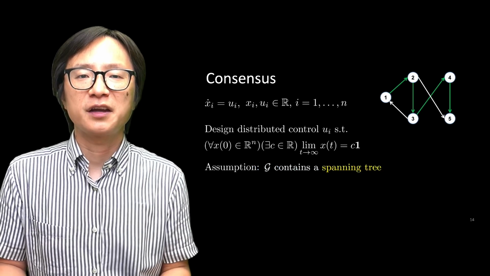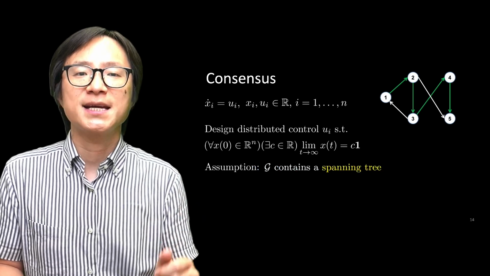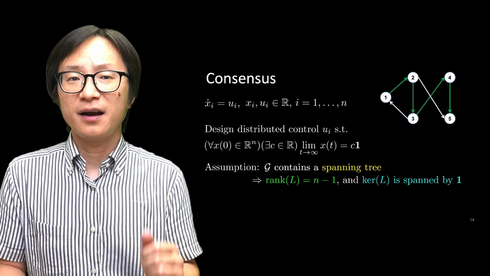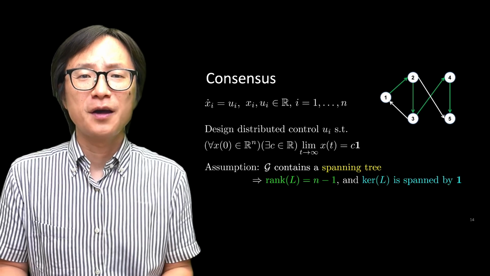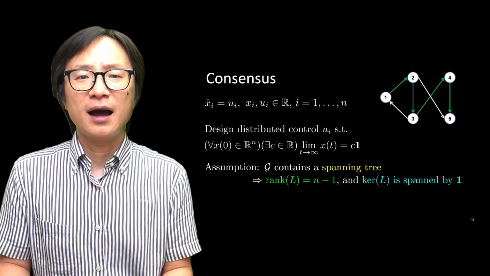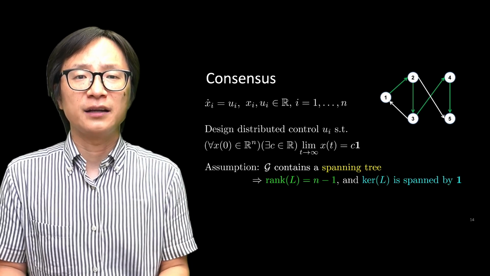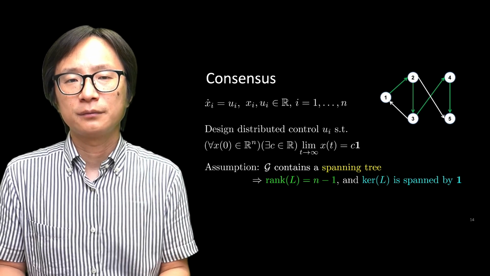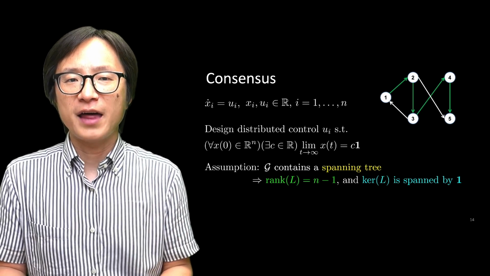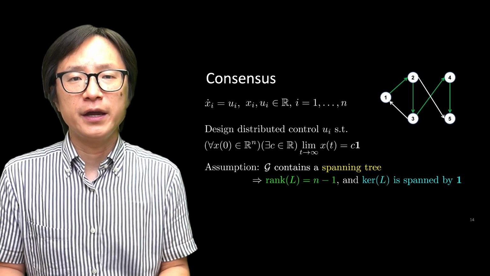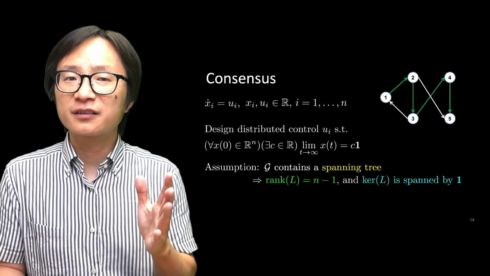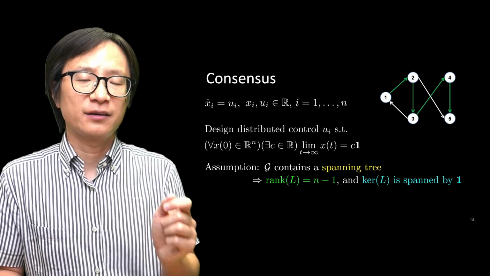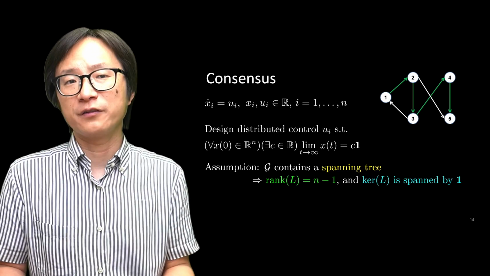Here we bring in the key assumption that the graph G contains a spanning tree. By that, we know that the rank of L, we apply the result. We know that the rank of the standard Laplacian L under this assumption is exactly n minus 1. This means, in turn, that the kernel of the Laplacian L is exactly one-dimensional, and it is spanned by the vector 1, the vector of all ones.